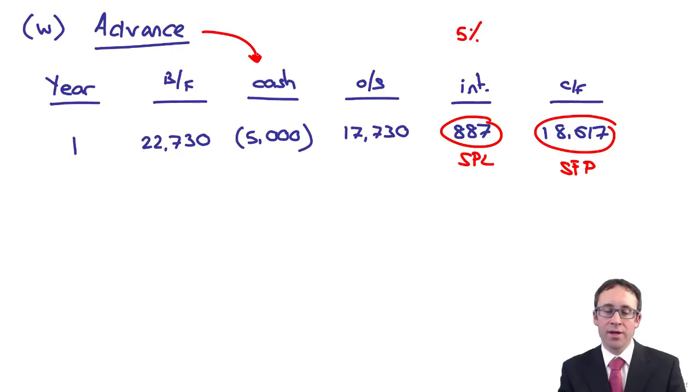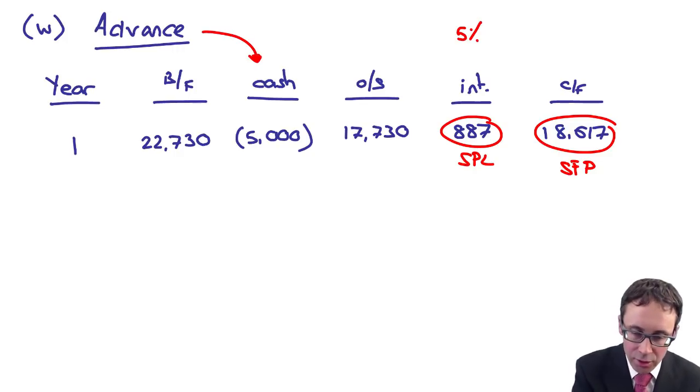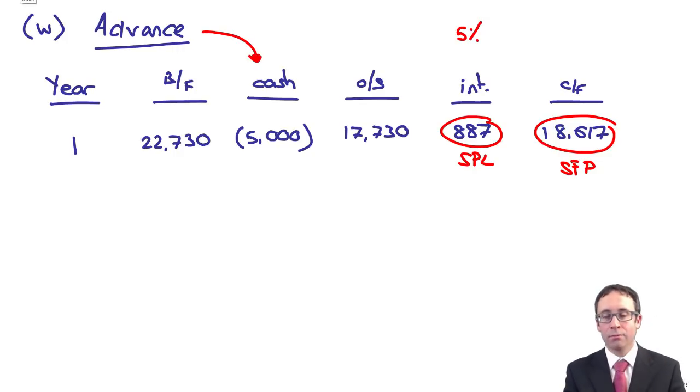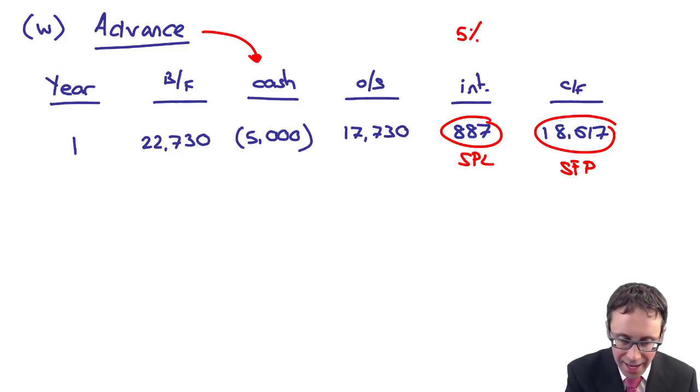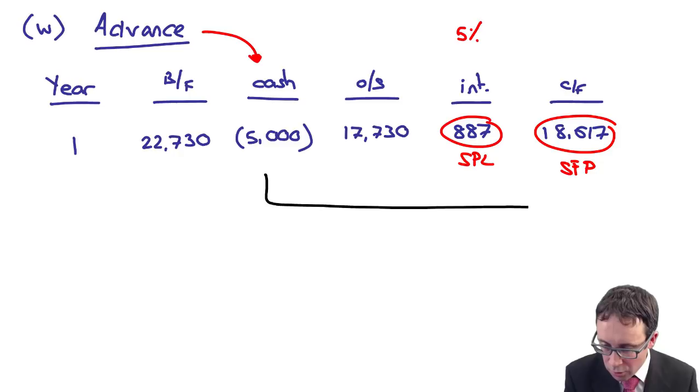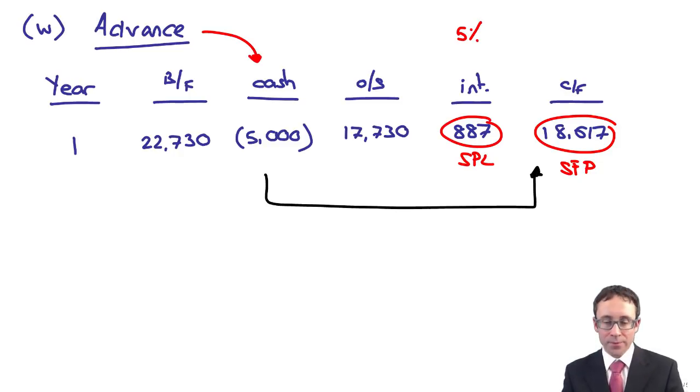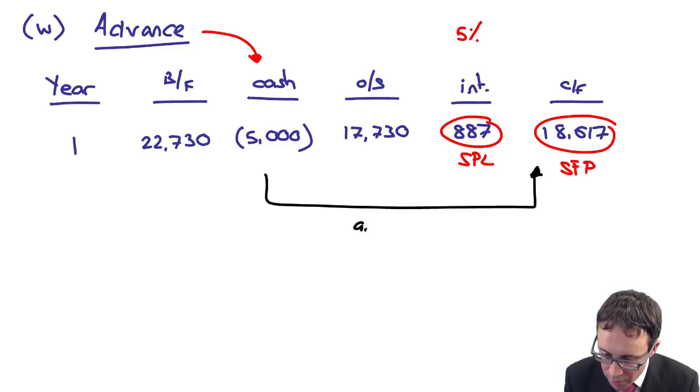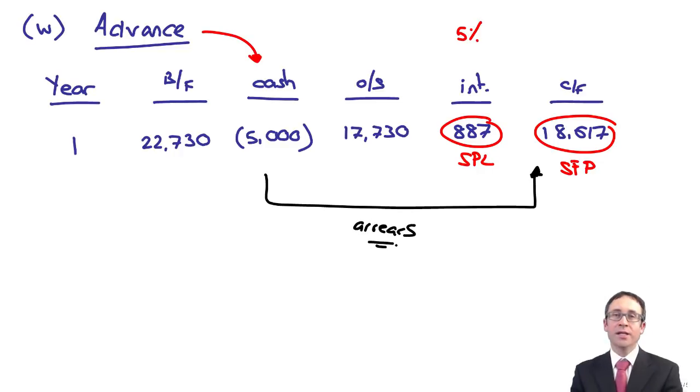If the payment was in arrears, it would be very simple. It's not in arrears in this example, but just note that the cash payment would return to its usual position at the end of the table. So if it was in arrears, the position would change. Okay, there we go. Don't worry so much about the advance and the arrears.